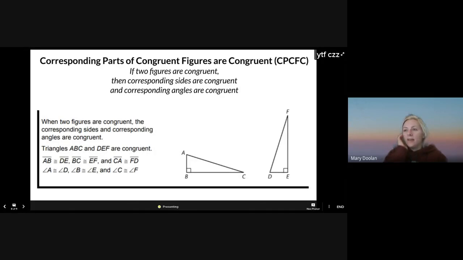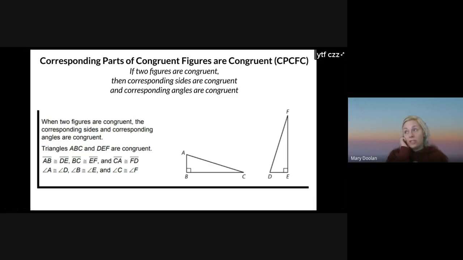All right, and again, just looking at what CPCFC is, it's kind of like another example. When two figures are congruent, the corresponding sides and corresponding angles are congruent. So there's two triangles for you. We have triangle ABC and triangle DEF. Now it's telling us they are congruent.